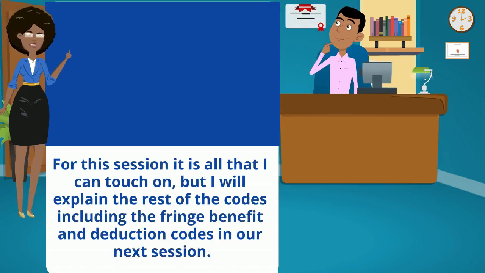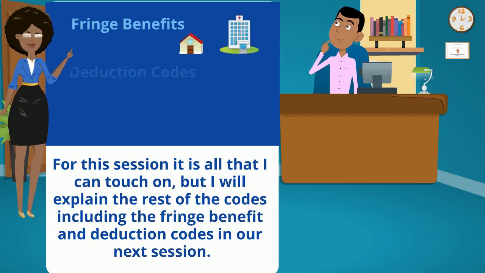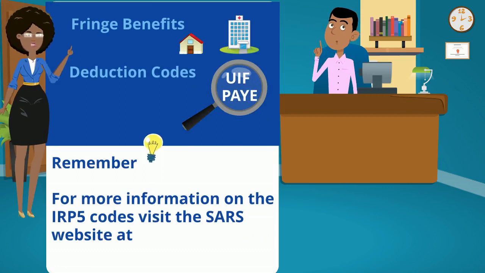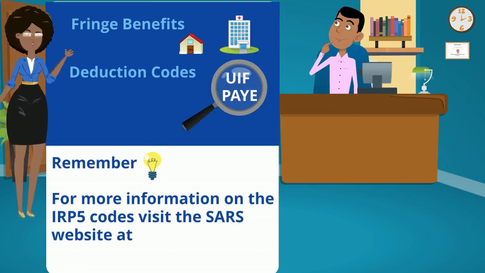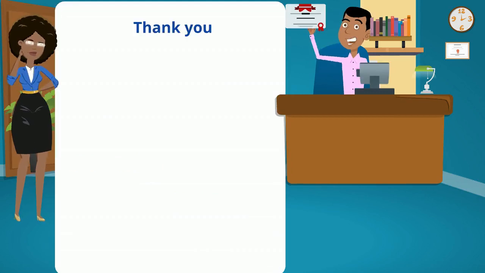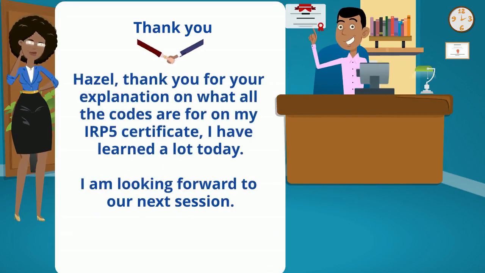For this session, it is all that I can touch on, but I will explain the rest of the codes, including the fringe benefits and deduction codes, in our next session. Remember, for more information on the IRP5 codes, visit the SARS website at www.sars.gov.za. Hazel, thank you for your explanation on what all the codes are for on my IRP5 certificate.